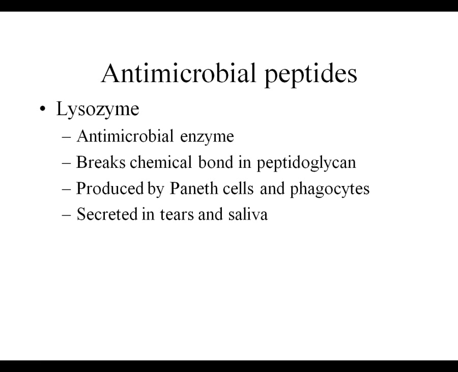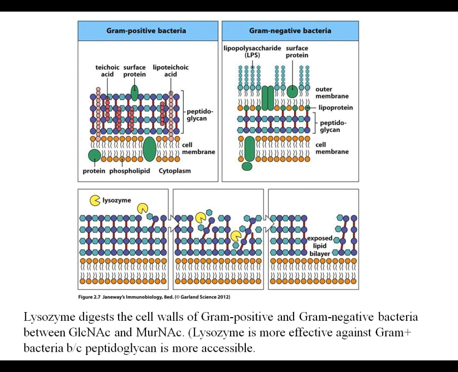Okay, so the first one I talk about in this chapter is something called lysozyme, which is an antimicrobial enzyme. It works by breaking a chemical bond in peptidoglycans. It's secreted in tears and saliva and produced by Paneth cells and phagocytes. So it goes into greater detail in figure 2.7 and shows that the lysozyme actually digests the wall of both gram-positive and gram-negative bacteria, but is more effective against gram-positive bacteria because the peptidoglycan is more accessible.